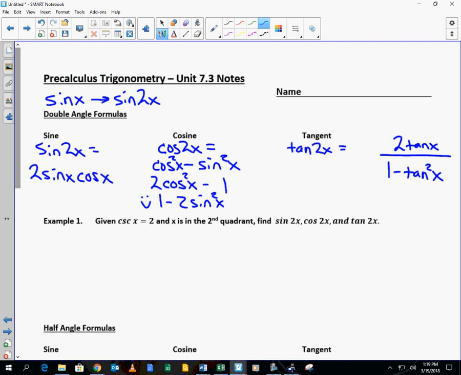Now, if anybody's watching this video, especially a teacher, and you really like the double angle formula for tangent, I apologize for what I'm going to say right now, but I don't see any purpose in this, folks. I don't ever use it. Never. I do something different. I say, let's take sine of 2x divided by cosine of 2x.